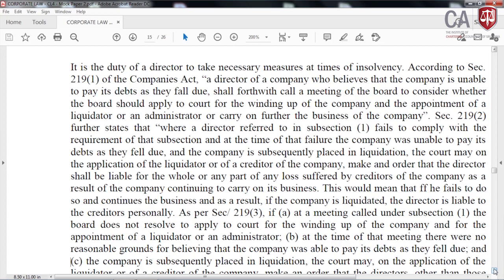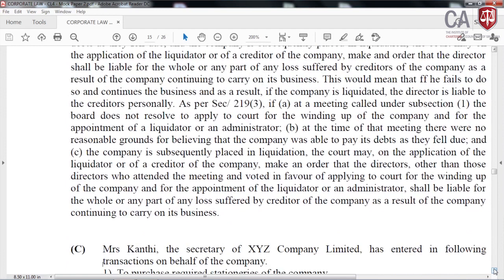As per section 219(3), if at a meeting called under subsection 1 the board does not resolve to apply to court for the winding up of the company and for the appointment of a liquidator or administrator, and at the time of that meeting there were no reasonable grounds for believing that the company was able to pay its debts as they fell due, and the company is subsequently placed in liquidation, the court may, on the application of the liquidator or of a creditor of the company, make an order that the directors, other than those directors who attended the meeting and voted in favor of applying to court for winding up of the company and for the appointment of a liquidator or an administrator, shall be liable for the whole or any part of any loss suffered by the creditors of the company as a result of the company continuing to carry on its business.